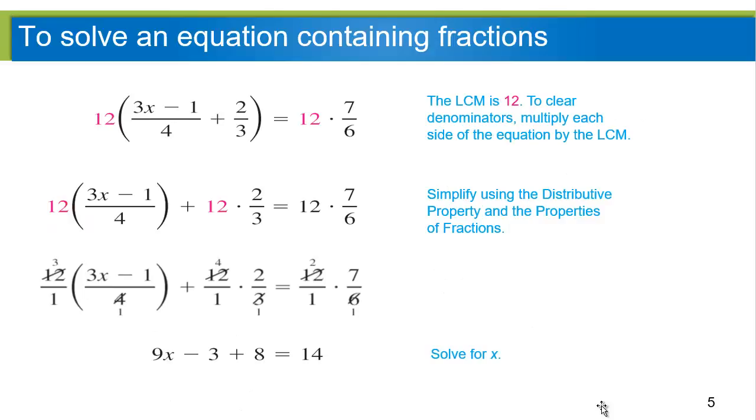Here's how the book would have you do it. It would say the least common multiple is 12. To clear the denominators, multiply everything through by 12. 12 divided by 4 is 3, so this leaves me with a 3.